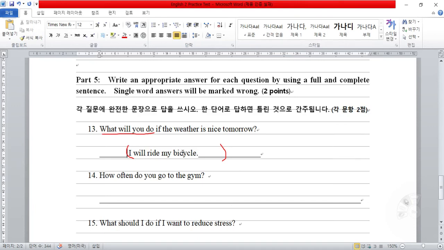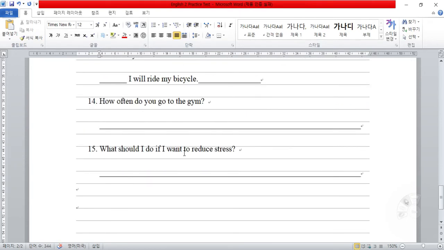All right, number 14. How often do you go to the gym? So, how often questions we studied. I don't think we studied this in the practice test, but you certainly studied it in English 2, and I think in Unit 2. And sometimes people use an adverb of frequency.